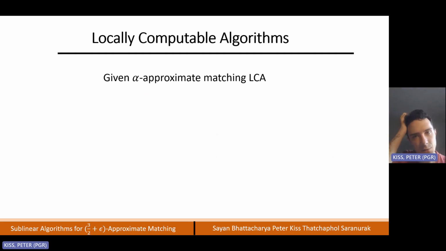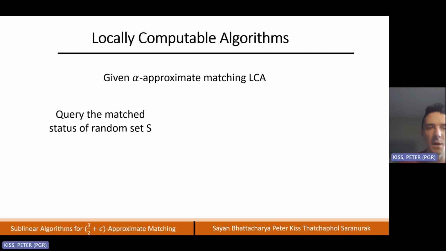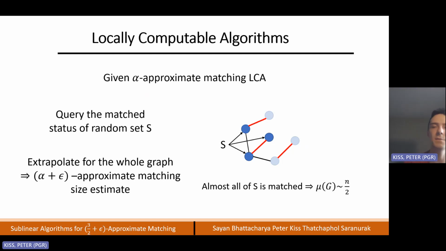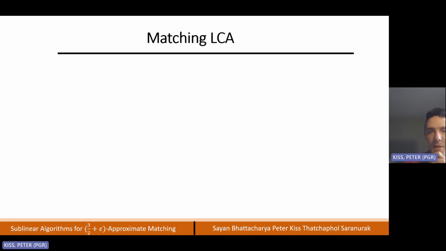And why is this useful for us? Locally computable matching algorithms are quite standard tools to obtain sublinear algorithms. There's a simple recipe to convert them. Given an alpha approximate matching LCA, we just query the match status of some random set S, whose size depends on the application, as can be polylog n or delta size. And we just extrapolate the ratio of matched vertices in S to the whole graph. We just consider it to be an estimator. So something like this. Say S is, as on the picture, the queried vertex set. We observe that almost all of them are matched. So mu of G has to be something like n over 2. Obviously, this just adds some additive or multiplicative slack depending on the size of S. There are details in the paper about this.